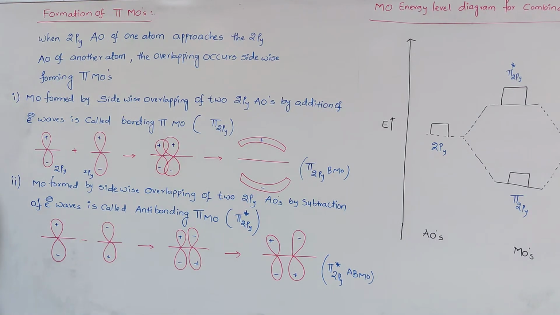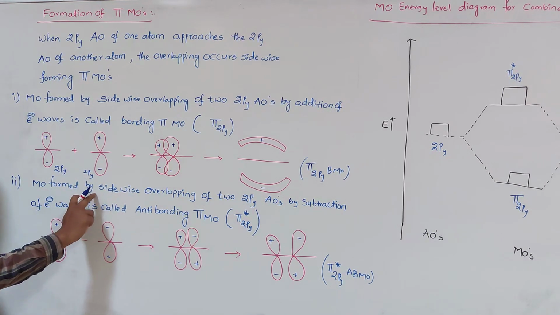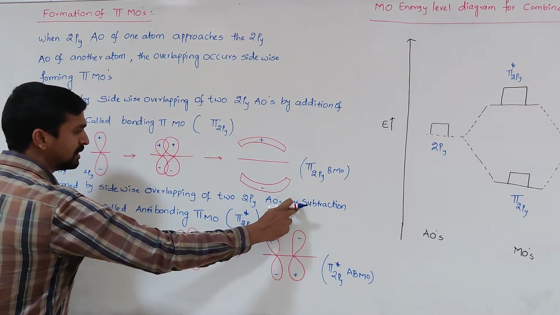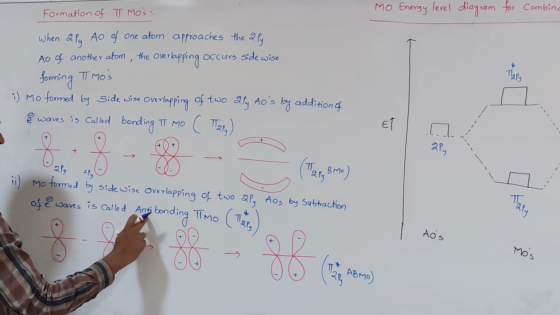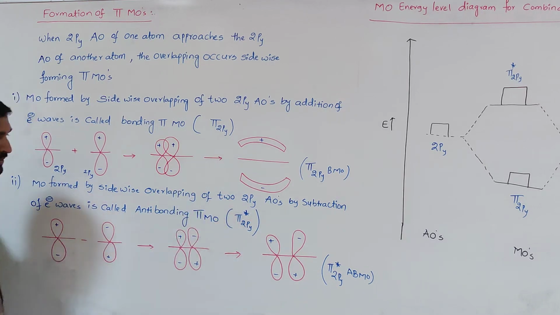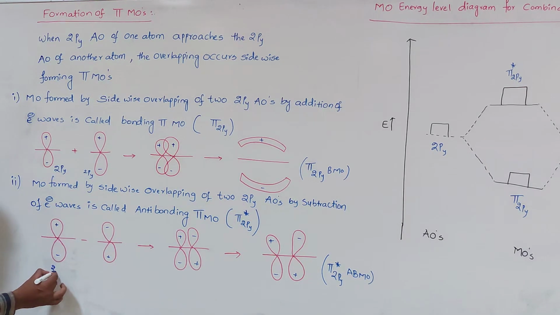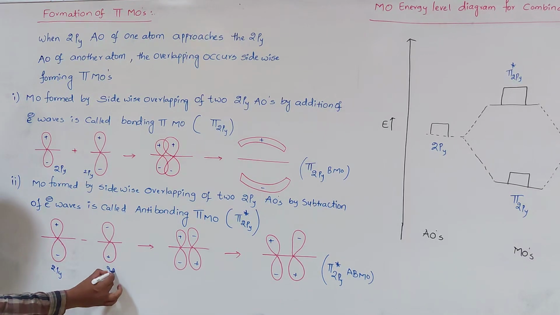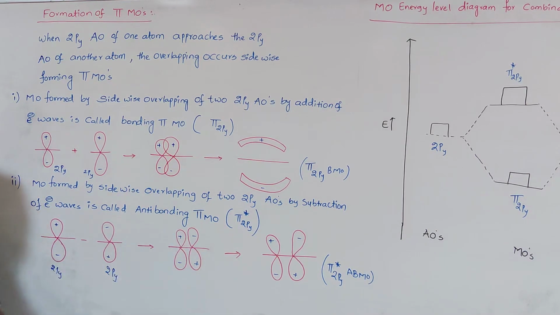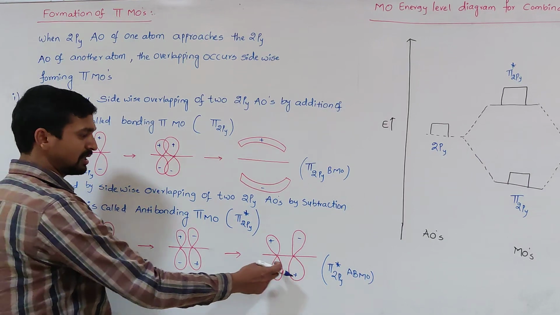And similarly, here another pi molecular orbital is formed by the subtraction of electron waves. That is, the molecular orbital formed by sidewise overlapping of two py atomic orbitals by subtraction of electron waves is called the anti-bonding pi molecular orbital. This is designated as pi star 2py. So now here one 2py and another 2py orbital can undergo sidewise overlapping. By subtraction of the waves with opposite sign, that results in the anti-bonding molecular orbital.